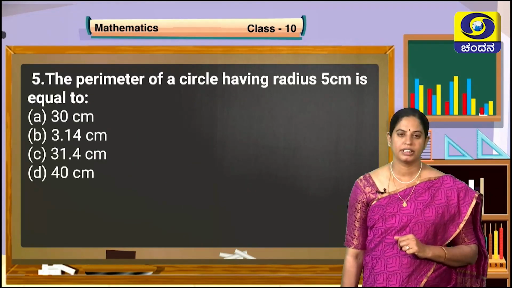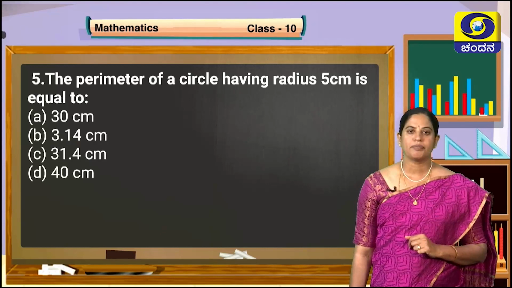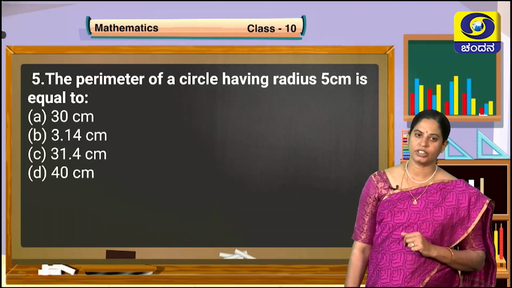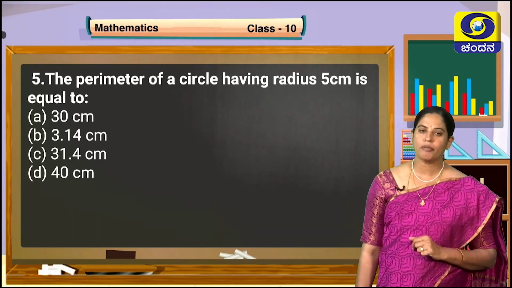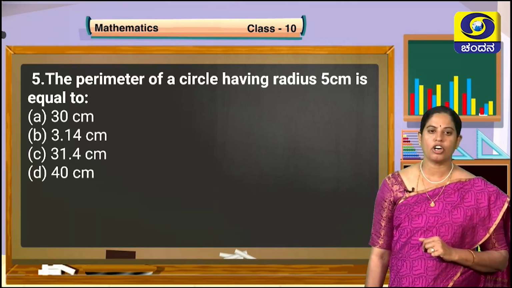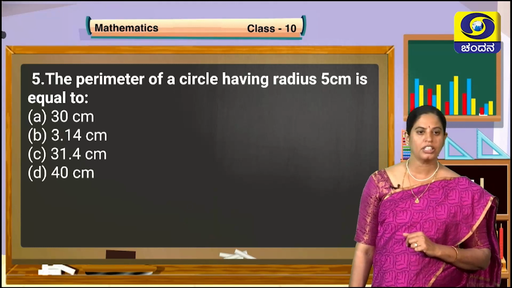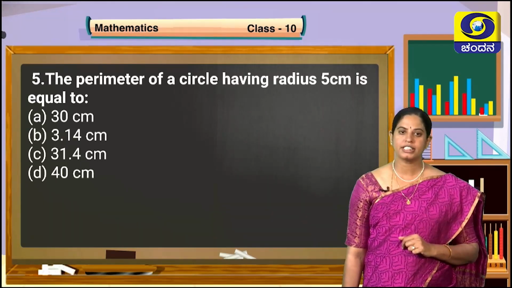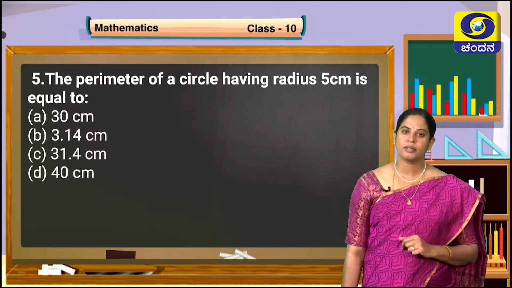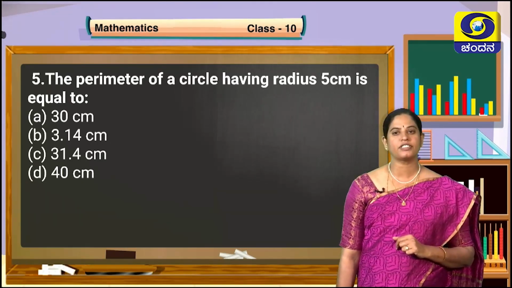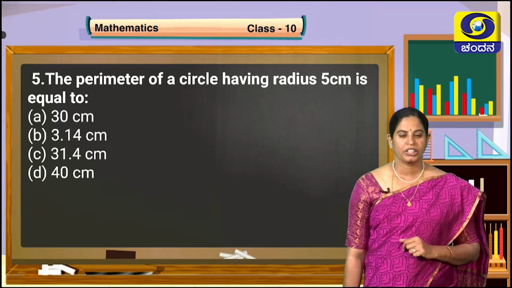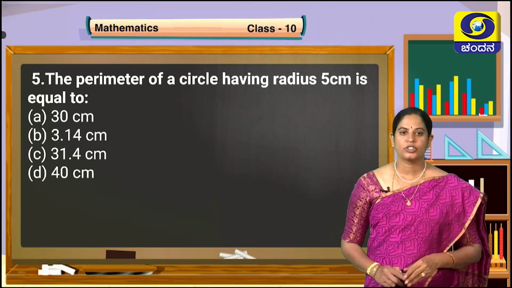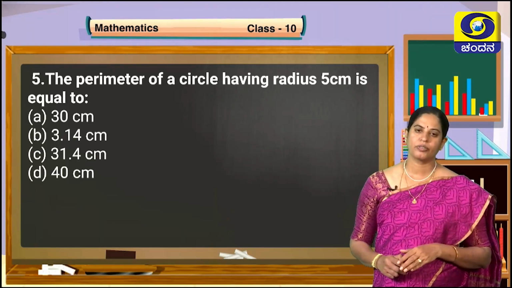Right, children. Next question. The perimeter of a circle having radius 5 centimeter is equal to. Here are the 4 options: option A 30 centimeter, option B 3.14 centimeter, option C 31.4 centimeter, and option D 40 centimeter. Read the question. The perimeter of the circle having radius 5 centimeter is equal to. Yes, what is the answer? Calculate your answer. Yes, your time starts now.